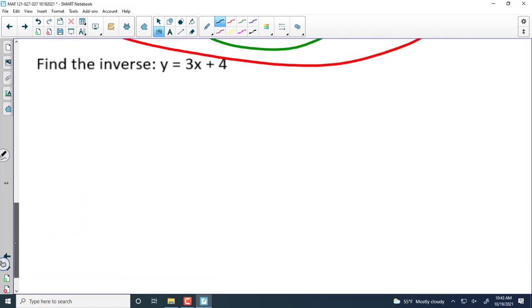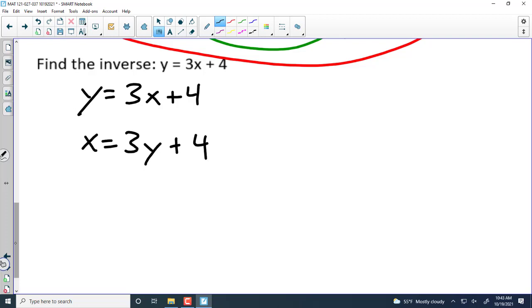Find the inverse of y equals 3x plus 4. Okay, I can do that. Done. How do you find an inverse, everyone? Switch the x and y. You switch the x and the y. Good.